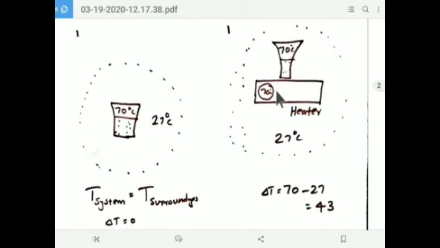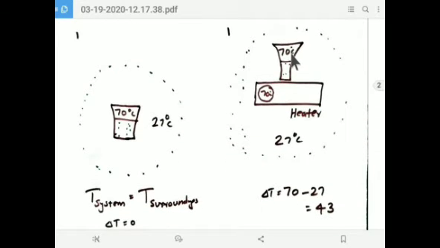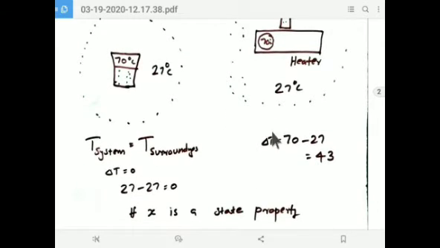After 10 minutes you check: the system temperature is 70, the surrounding temperature is 27. After 20 minutes, the system temperature is 70, the surrounding temperature is 27. After 30 minutes, the system temperature is 70, the surrounding temperature is 27. So the temperature is constant over time. But here delta T is equal to 70 minus 27, that is 43.